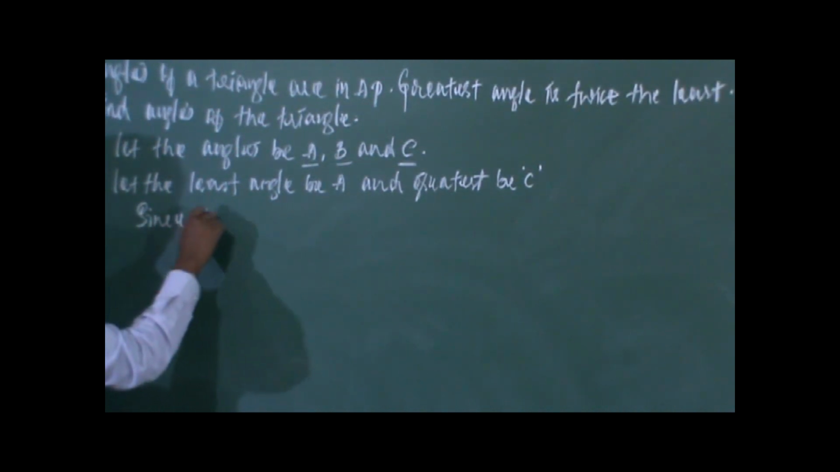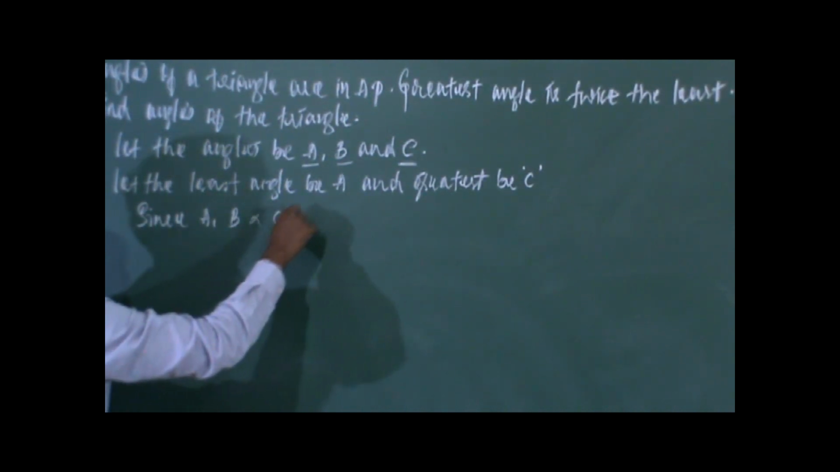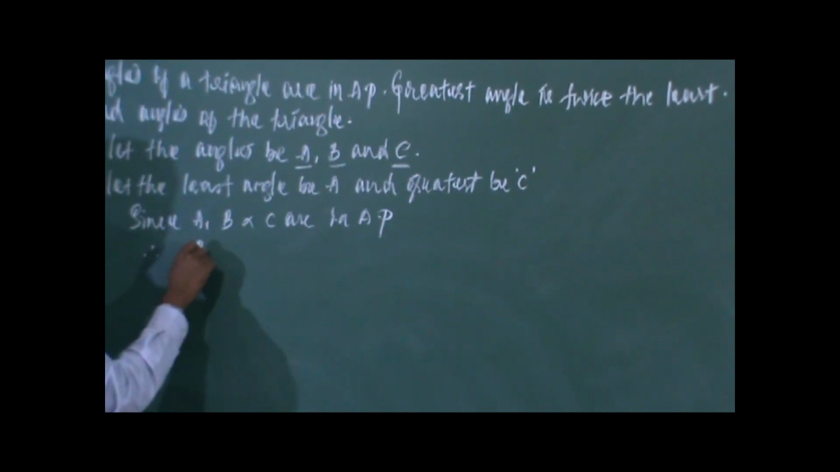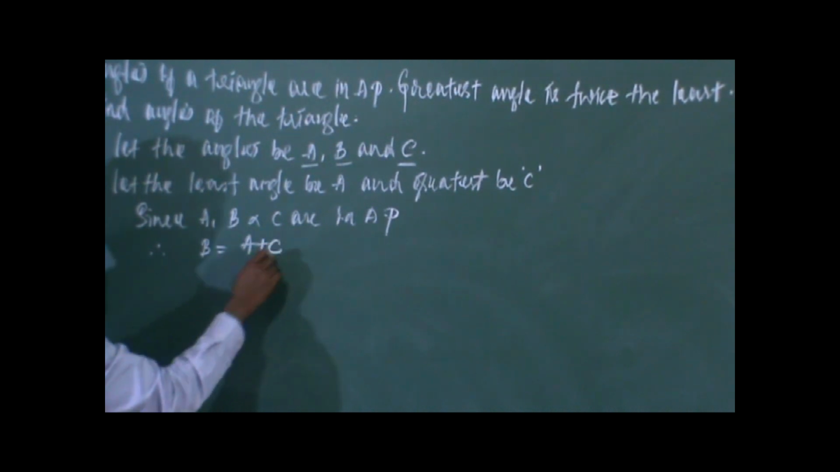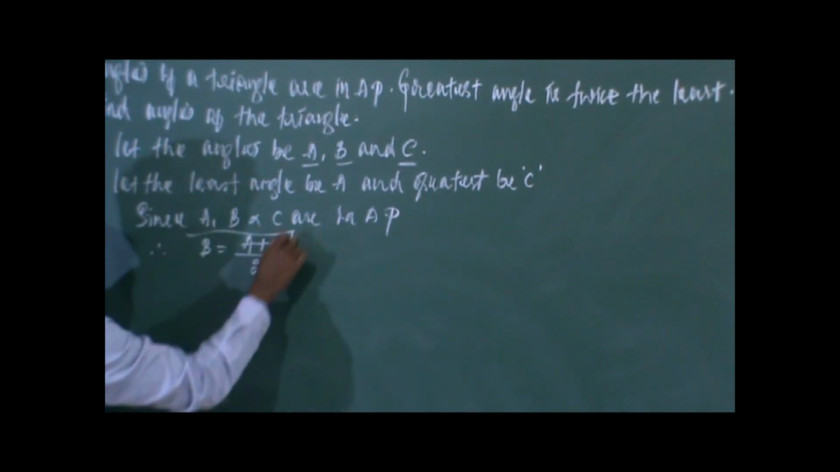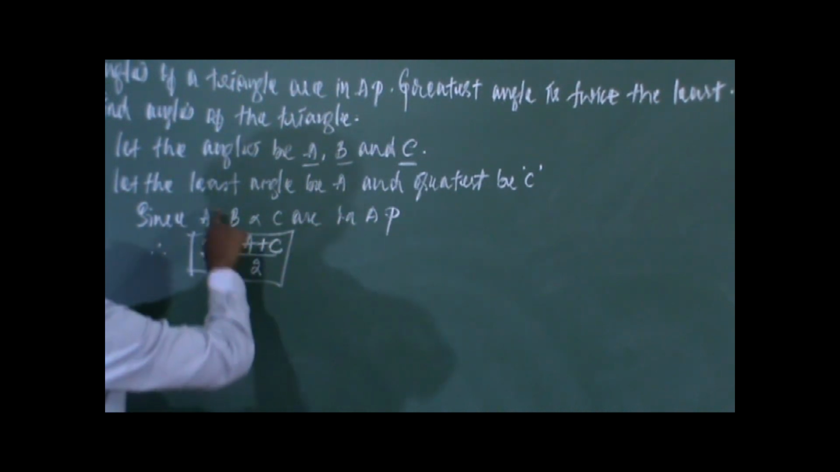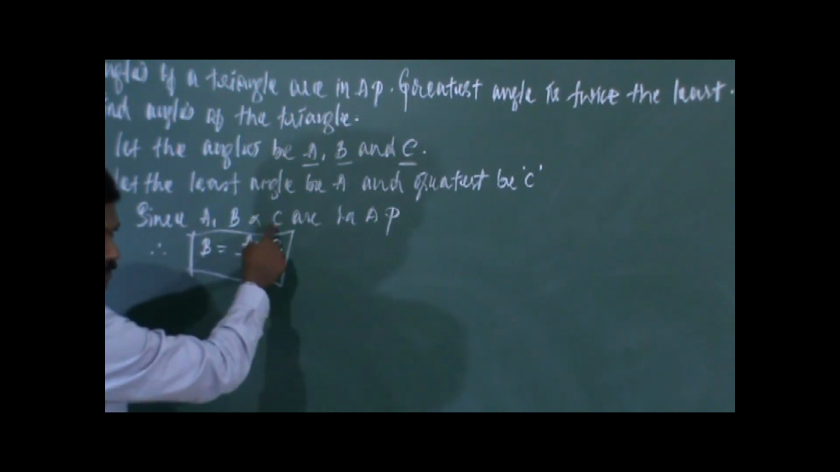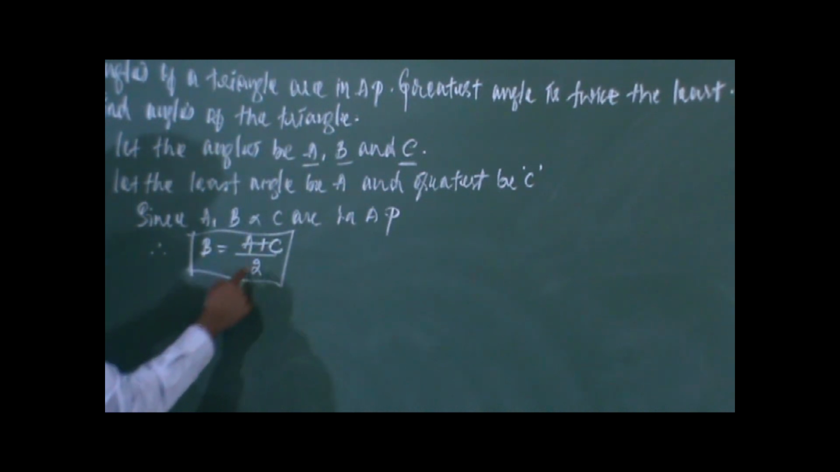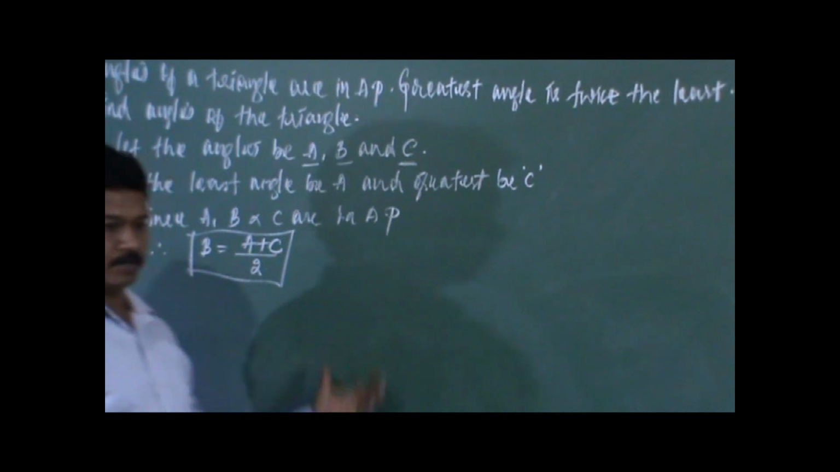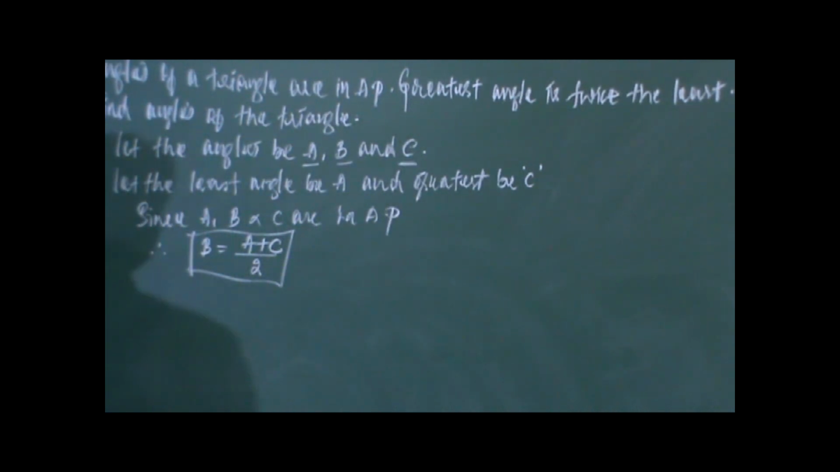So now since A, B and C are in AP, therefore B is equal to (A plus C) by 2. This is very true, because if A, B and C are in AP, then B will be the arithmetic mean of A and C. So therefore B is equal to (A plus C) by 2. In the previous sessions I have derived the arithmetic mean formula and we have used it also. So now let us go with this.